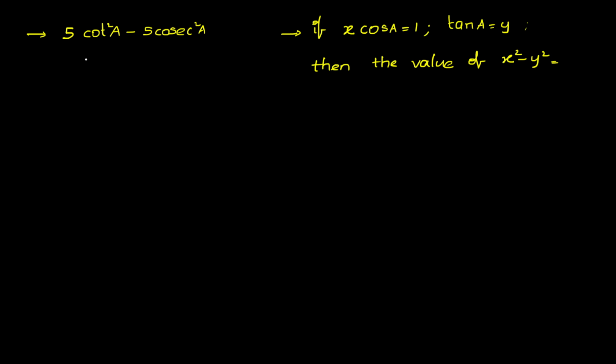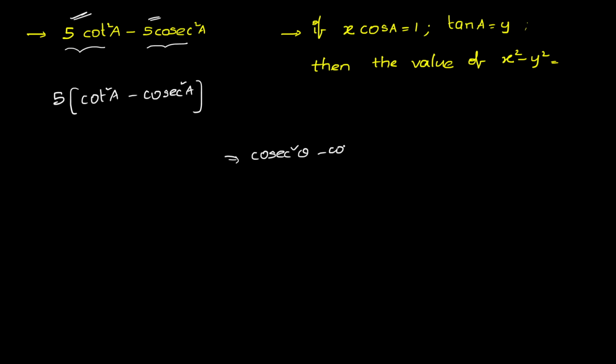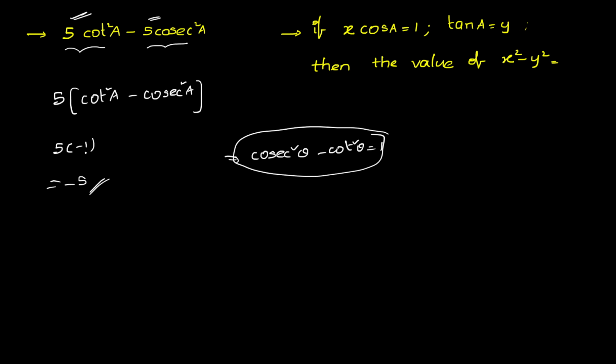See, here we have 5 cot square a minus 5 cosecant square a. Since 5 is common, let me take this 5 as common. 5 into (cot square a minus cosecant square a). We know the value of cosecant square theta minus cot square theta is equal to 1, because it is trigonometric identity 3. If cosecant square minus cot square is equal to 1, then cot square minus cosecant square will be minus 1. So 5 into minus 1, and minus 5 is the answer, not 4. This is 5 into minus 1; the bracket means multiplication.